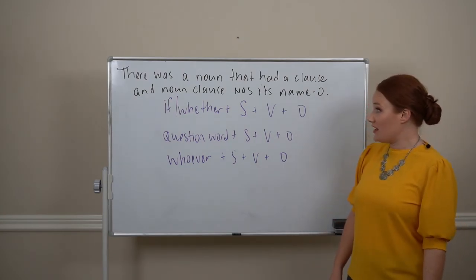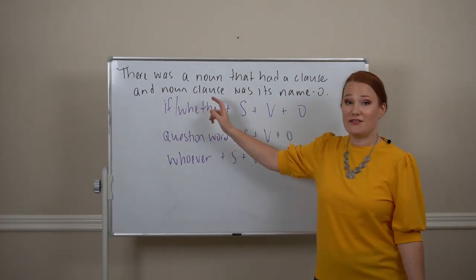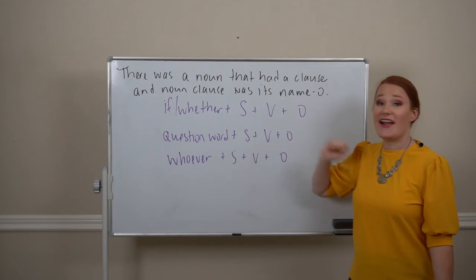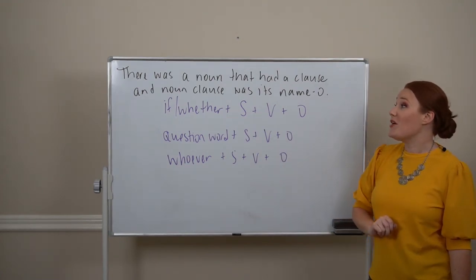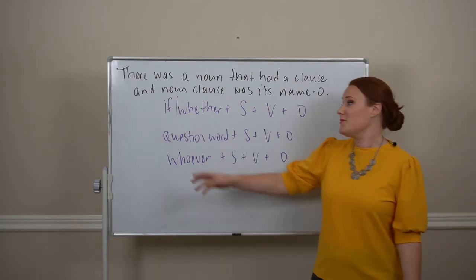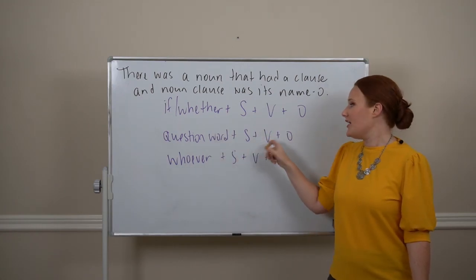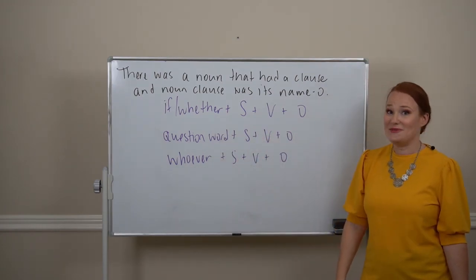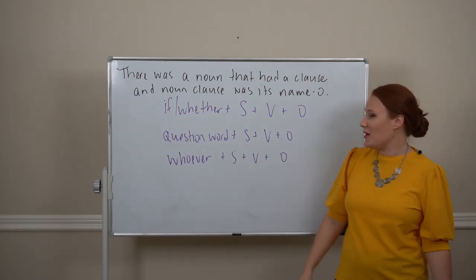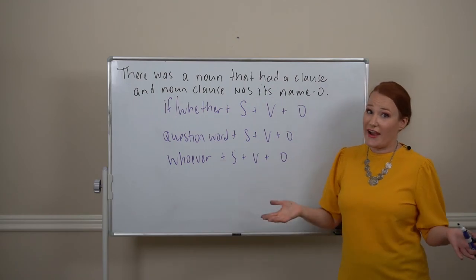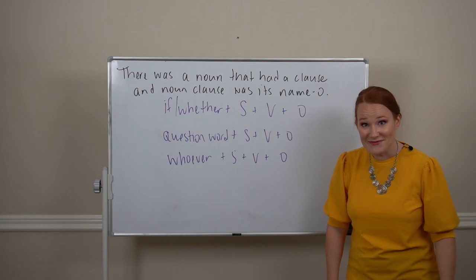There was a noun that had a clause, and noun clause was its name-o. If or whether SVO, if or whether SVO, if or whether SVO, and noun clause was its name-o. There was a noun that had a clause, and noun clause was its name-o. Question word SVO, question word SVO, question word SVO, and noun clause was its name-o. There was a noun that had a clause, and noun clause was its name-o. Whoever SVO, wherever SVO, however SVO, and noun clause was its name-o.